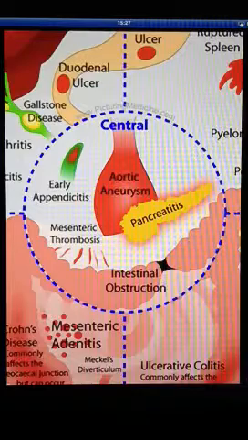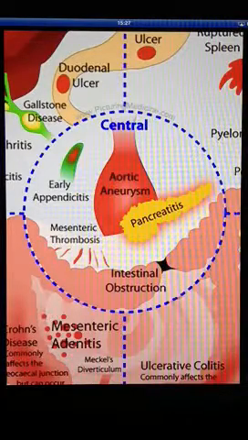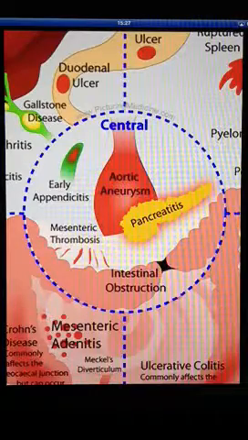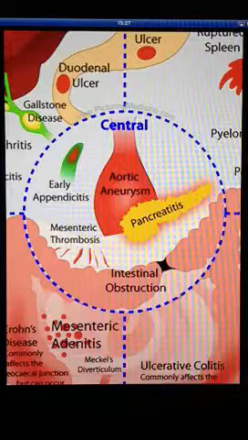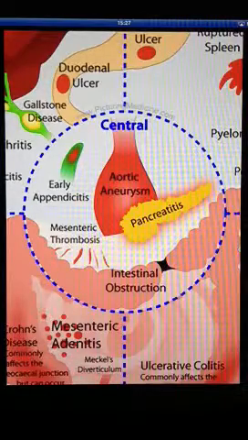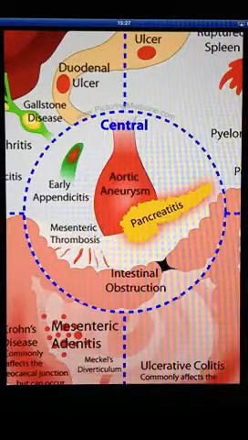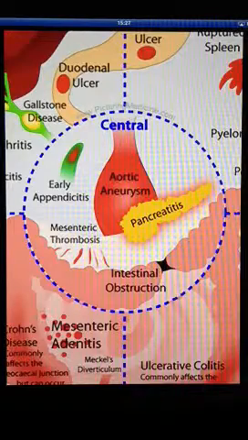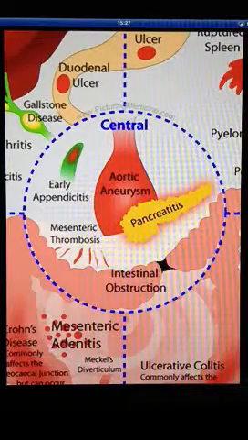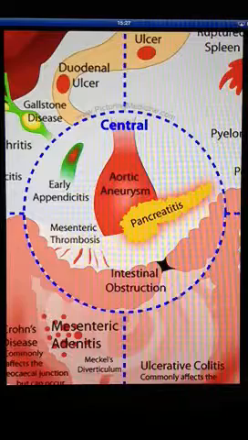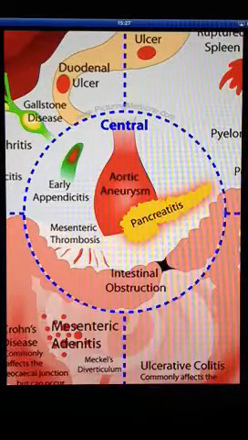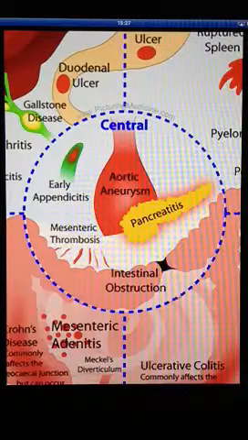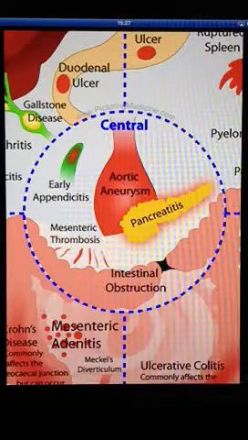Pancreatitis and an abdominal aortic aneurysm can explain central abdominal pain. Again, classically these are associated with back pain. Mesenteric thrombosis and intestinal obstruction are important conditions which can present with pain in the central abdominal region. Pain, however, in association with these conditions can occur elsewhere on occasions as well.